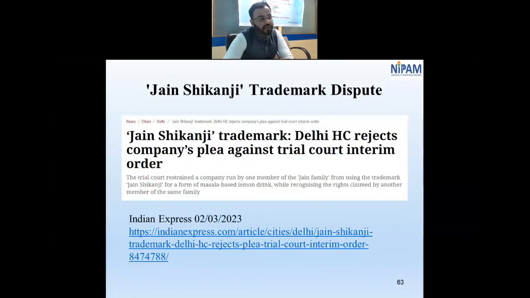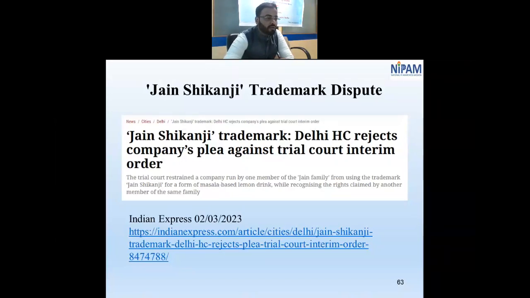Recently, in March 2023, there was another dispute regarding Jain Shikanji, which is another shikanji, basically a masala or lemon drink, quite common in areas around the northern UP, Bihar belt, and Delhi. So again, similar case, you can refer to the article of Indian Express and get an idea about it. So don't use it interchangeably.